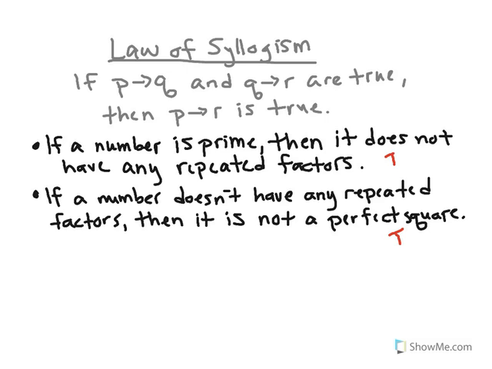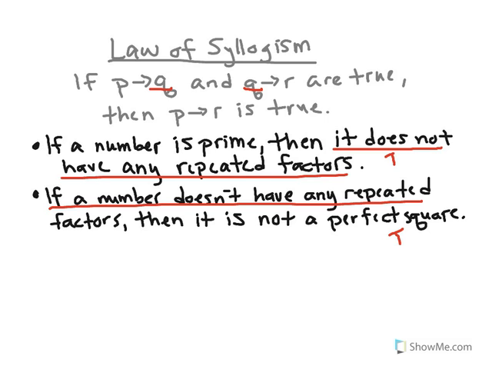So let's take a look at the rules here. Look back up at the top. It says first that P then Q. Now this Q is the exact same Q as this. So in order for this to work, the conclusion of my first statement, it does not have any repeated factors, must be the hypothesis of the second statement. So they kind of overlap each other, okay? If that happens to be true, then we can make the conclusion right away that P then R.